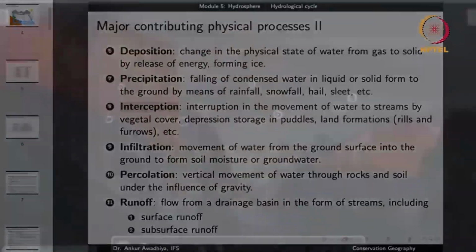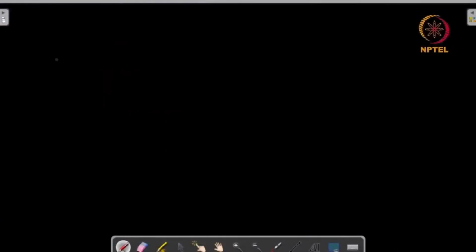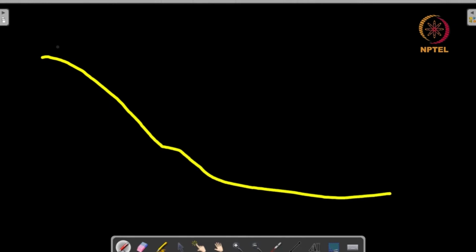Now how can we have these interruptions? Suppose water is moving. Suppose this is a land formation and you have water that is flowing like this. Now in this case, at this spot, suppose there is a small depression here. So in this case, the water will get accumulated here. Some amount of water gets accumulated. And so this water is now not directly moving into the streams. This is an interruption in the flow of this water. So this is interception.